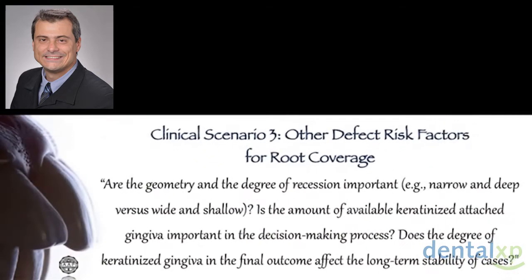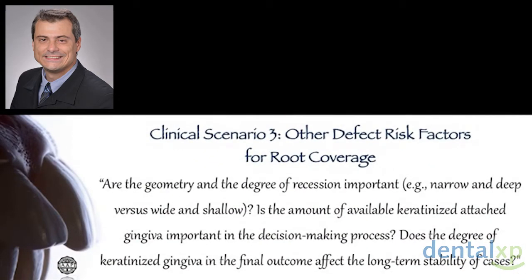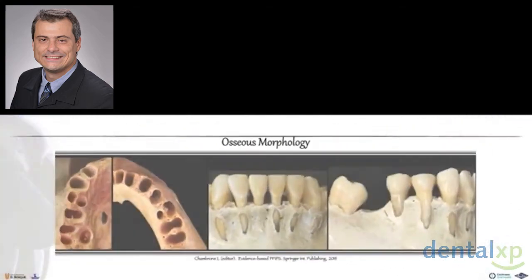The next clinical scenario involves other defect risk factors for root coverage. For example, are the geometry and the degree of recession important? And is the amount of keratinized gingiva important to the decision-making process? And does the degree of keratinized gingiva and the final outcome affect the long-term stability of cases?